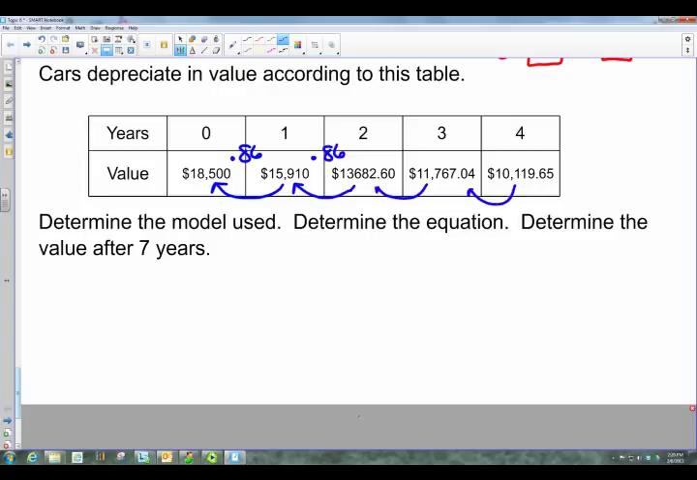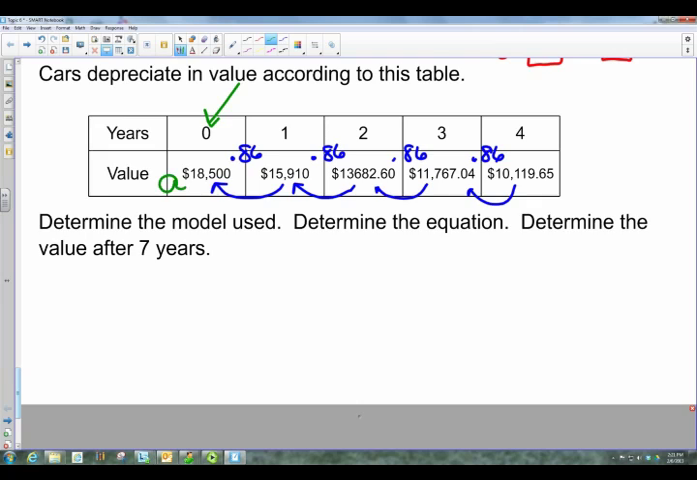So this 11,767.04 divided by $13,682.60 gives you 0.86. And then the last one also gives you 0.86. So we're at least seeing that this may be where we need to go. Now the nice thing about these is if they give you a 0, okay, so in this example I've got a 0, what ends up happening is that's your initial value. Your initial value is A.